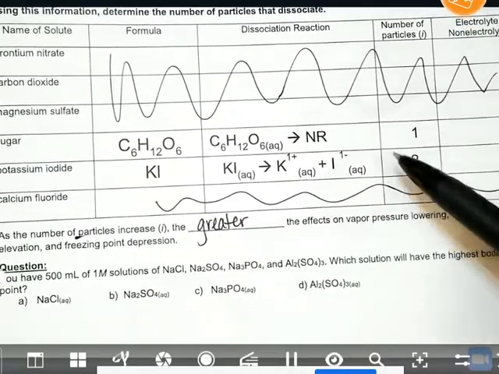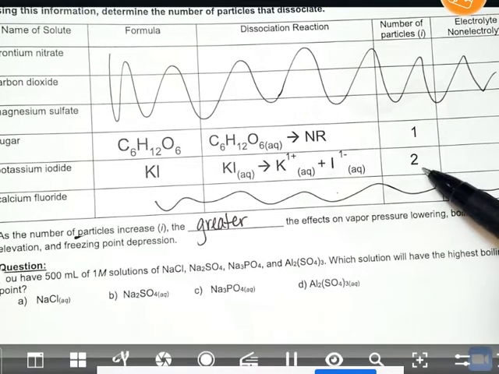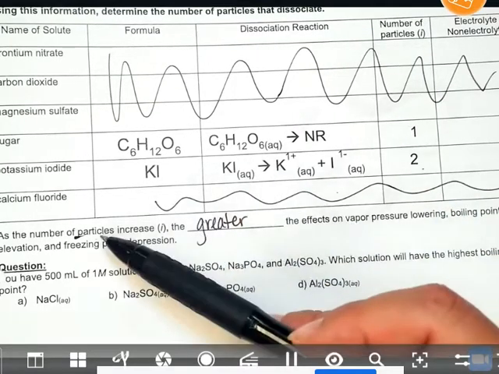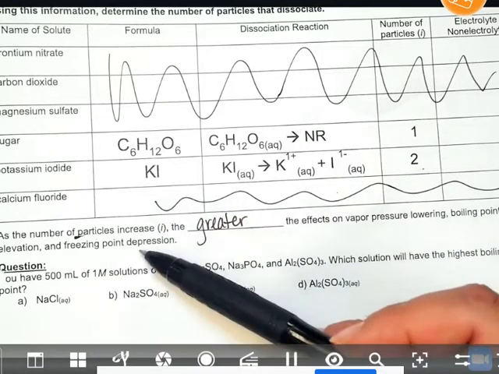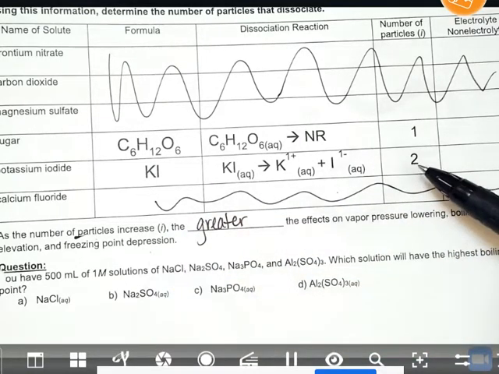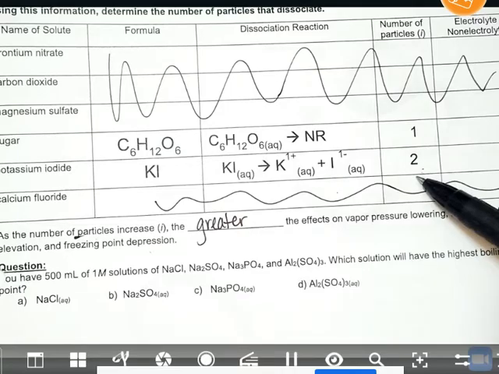So between these two, sugar and potassium iodide, potassium iodide has more particles. It's going to make the freezing point lower. It'll decrease the freezing point more if I add potassium iodide versus sugar. Why? Because there are more particles.